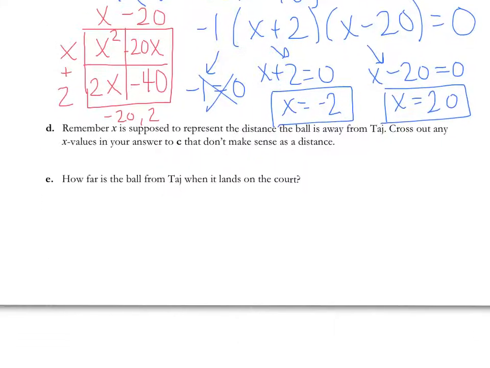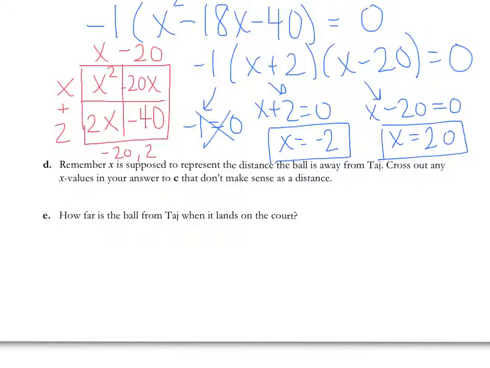Now part D says, remember, x is supposed to represent the distance the ball is away from Taj. Cross out any x values in your answer to C that don't make sense as a distance. So if you notice here we have x equals negative 2 and x equals 20, it wouldn't make sense to have a negative distance, so x equals negative 2 doesn't make sense within the context of the problem. So we must have that x is equal to 20. And what that means is that the ball is 20 feet away from Taj when it lands on the court.